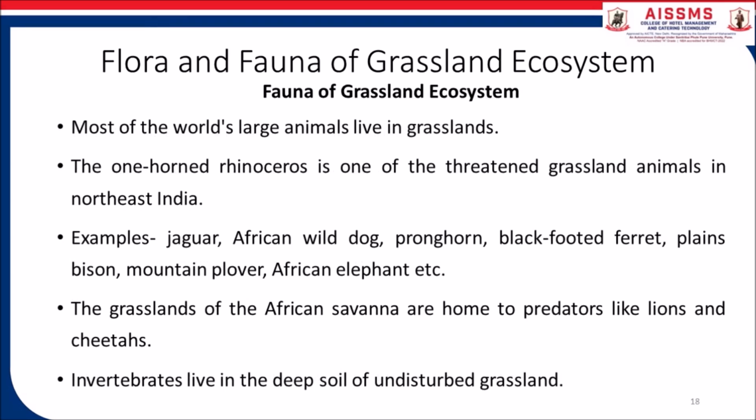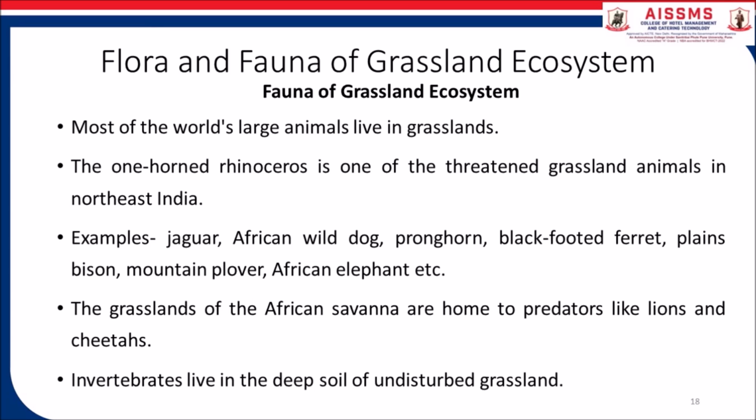Next will be the fauna of the grassland ecosystem. Most of the world's large animals live in grassland. The one-horned rhinoceros is one of the threatened grassland animals in northeast India.